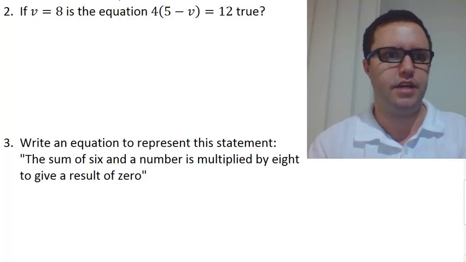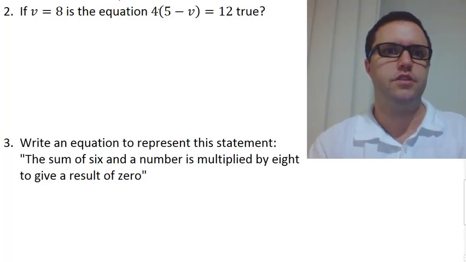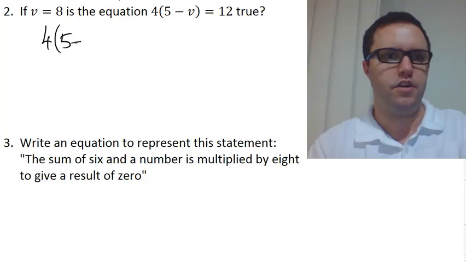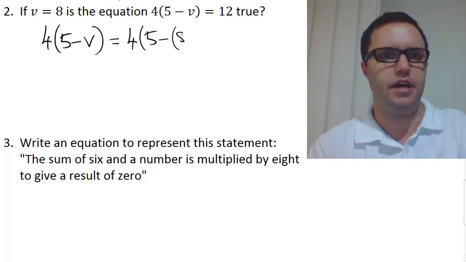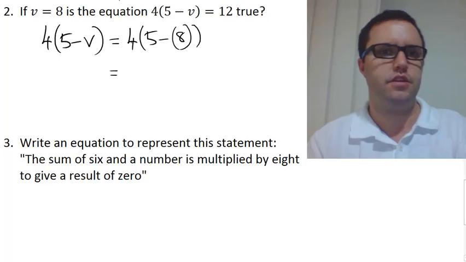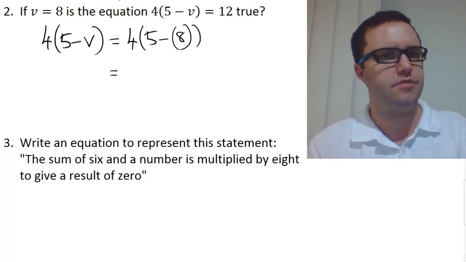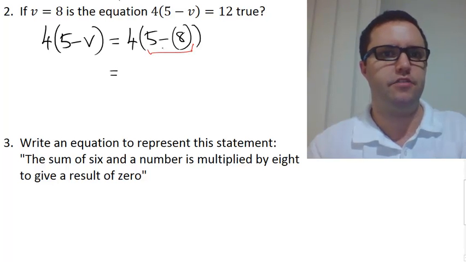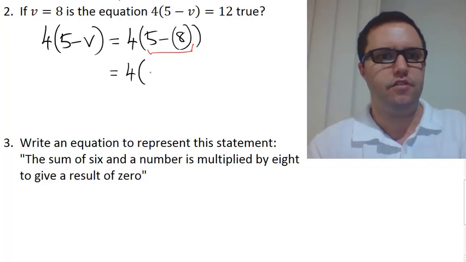Okay, let's have a look at this next one. If v is equal to 8, is the equation 4 times 5 minus v equals 12 true? Well, let's have a look. 4 times 5 minus v equals, let's substitute 8 in there. So 4 times 5 minus 8. Now you may be already starting to see what's going to happen here. We could distribute this, but since we've got all our numbers inside these brackets here, we may as well just calculate it. So 5 minus 8 is negative 3. 4 times negative 3.